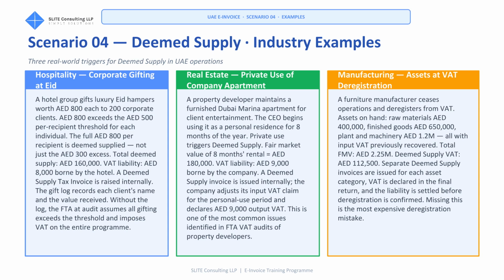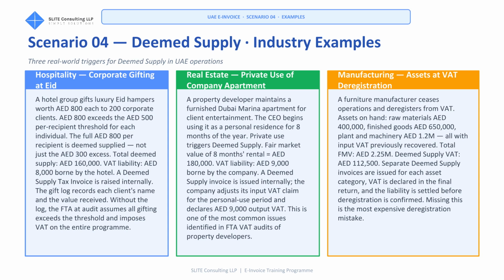Second, real estate. A developer's furnished Dubai Marina apartment is used by the CEO for 8 months as a personal residence. Fair market value of 8 months rental, 180,000. VAT liability, 9,000. This is one of the most common findings in FTA audits of property developers.